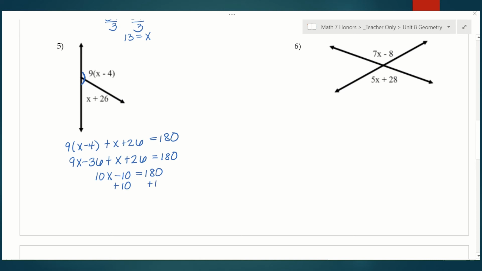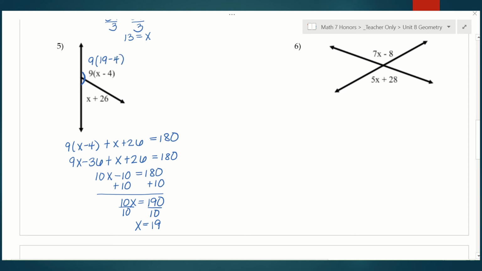I need to add 10 to both sides. And then I need to divide by 10. And so I'm getting that x is equal to 19. Okay, so going back up here, I'm going to plug in 19 where I have an x.